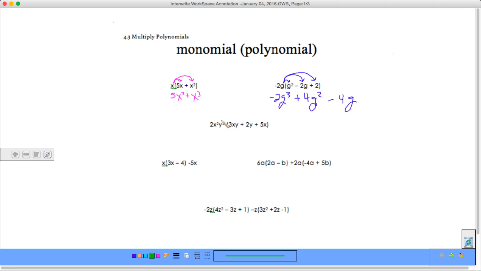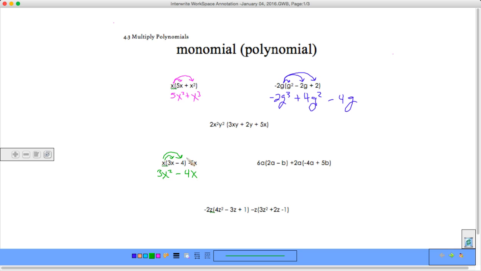Okay, coming down here, we're going to save this one for class. So we will do this one next time together. Let's go ahead and look at this example down here. I'm going to take x times x to the third, times 3x, and that's going to be 3x squared. X times negative 4 is negative 4x.